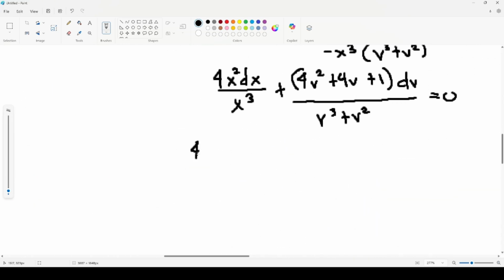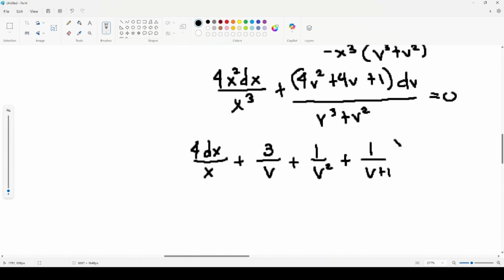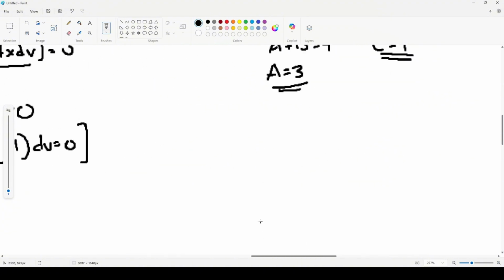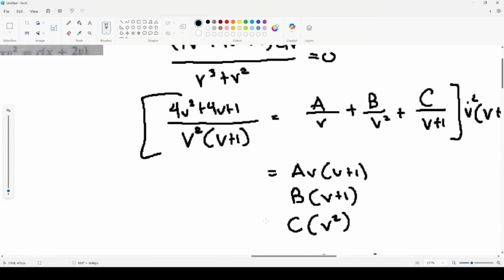So this becomes 4dx over x, plus 3 over v, plus 1 over v squared, plus 1 over v plus 1, dv is equal to 0. We have now done partial fraction.